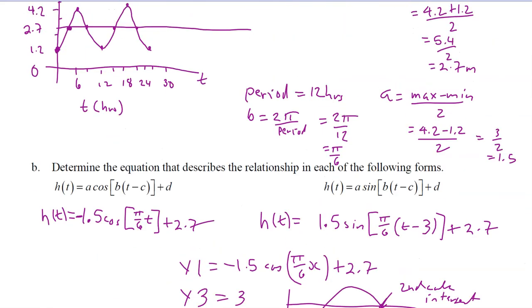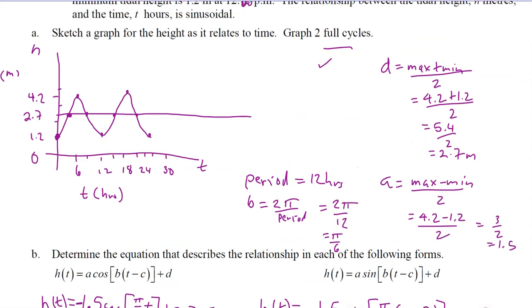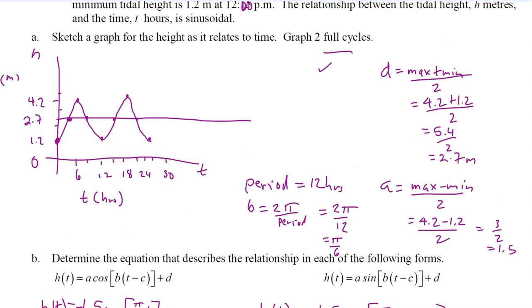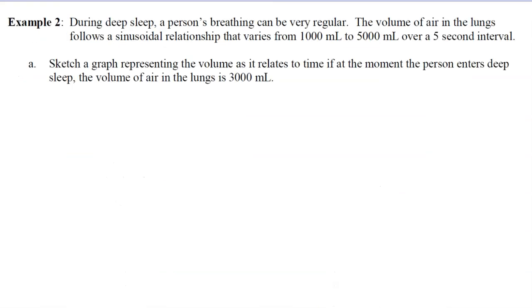Okay, so we're taking the information, using that to make a sketch, and from the labeled sketch we can figure out most of our stuff. Let's try again. During deep sleep, a person's breathing can be very regular. The volume of air in the lungs follows a sinusoidal relationship that varies from 1,000 milliliters to 5,000 milliliters over a 5-second interval. Sketch a graph representing the volume as it relates to time. If at the moment the person enters deep sleep, the volume of air in the lungs is 3,000 milliliters.